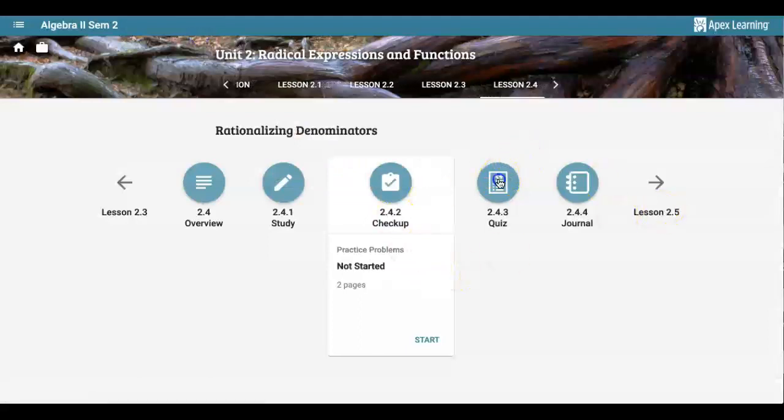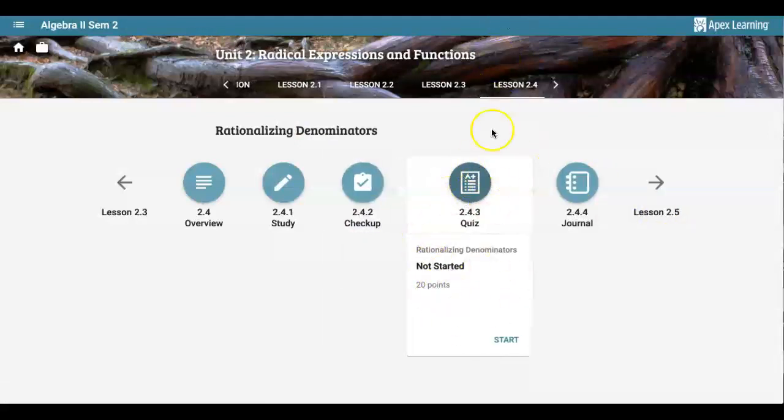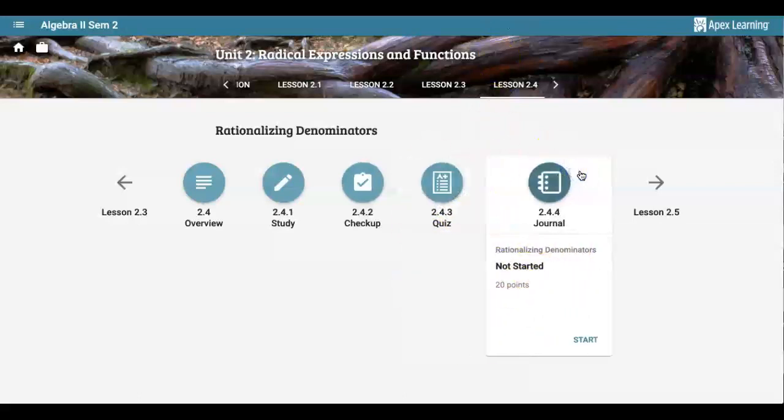All right, there is one quiz here. This quiz is mandatory, so you have to do this quiz. Now, this 2.4 journal is not mandatory. This is completely extra credit if you'd like to give it a try. Even partial extra credit you can earn. So that sums up 2.4 for us, rationalizing the denominator. You've got the study, the checkup, and the quiz here, and the journal is extra credit if you'd like.